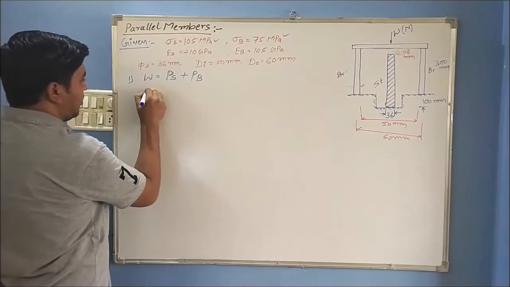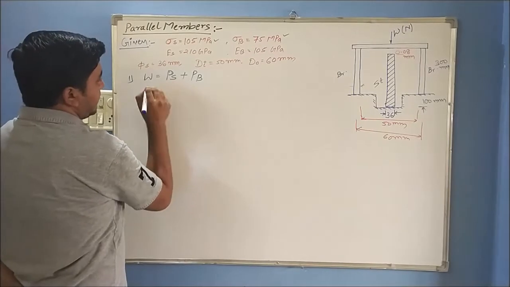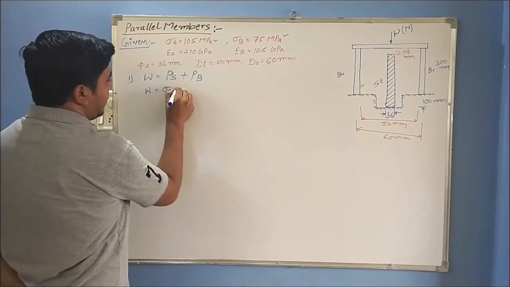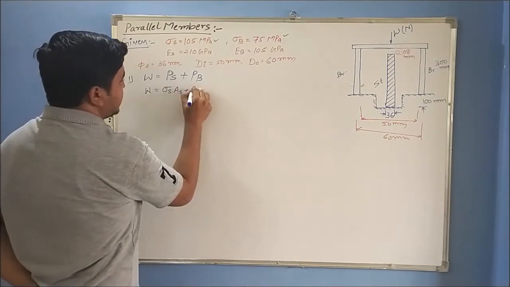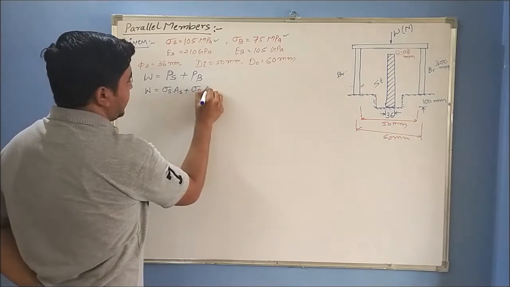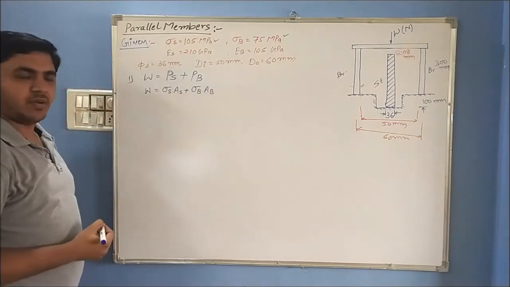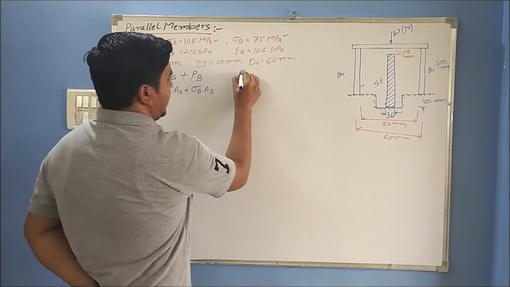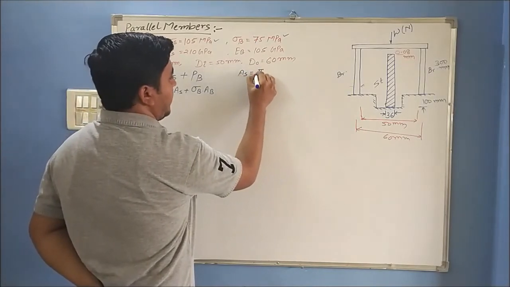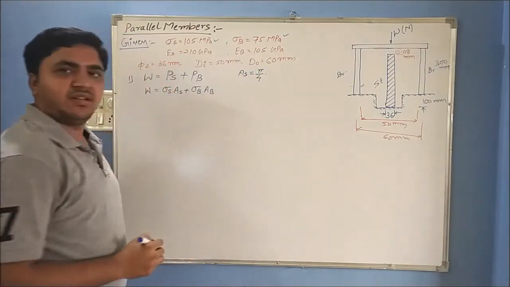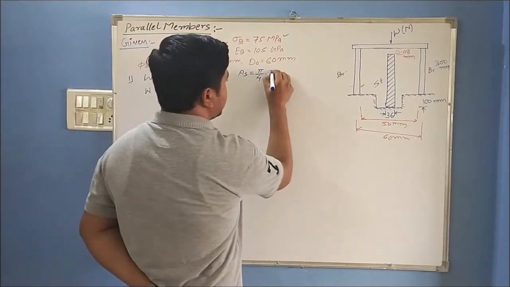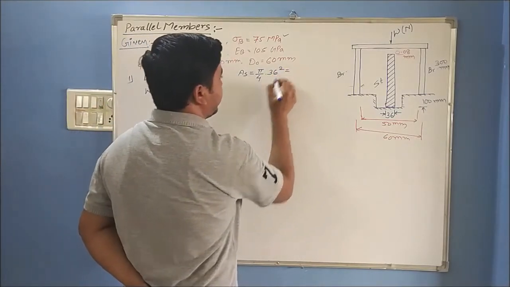So this total load W will be equal to stress in steel multiplied by the area of steel plus stress in brass multiplied by the area of brass. We know the area of steel can be written as pi by 4 times the diameter of steel squared, and the diameter of steel is given as 36.